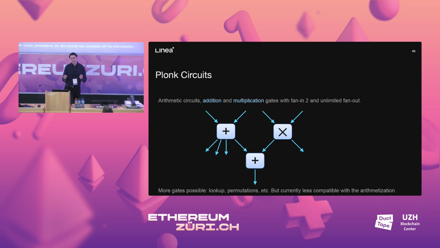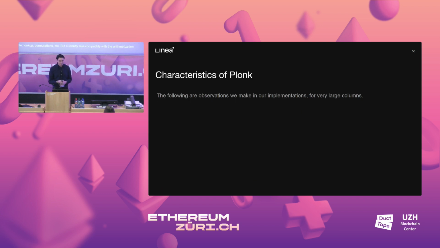We can have lookups, we can have permutations, but mathematically, when we write these complex gates, it seems that they are less compatible with the arithmetization than the code-based ones. Obviously, this is not a constant. Maybe someone will come up with better solutions in the future, but this is the situation right now.